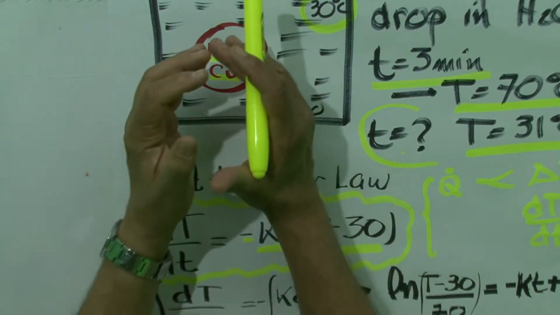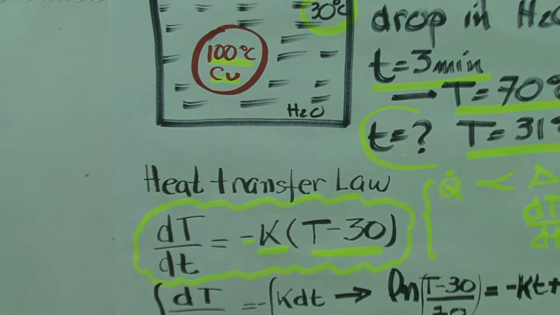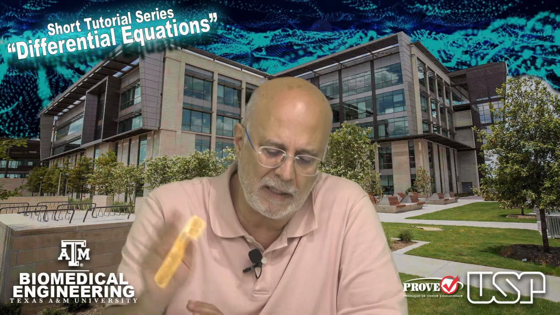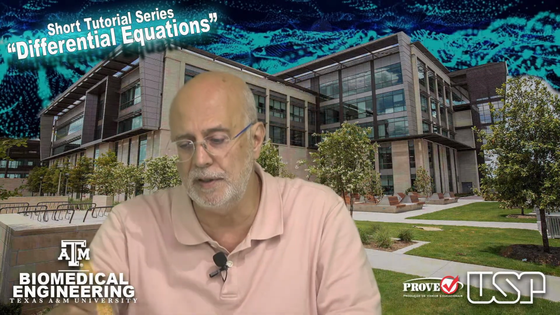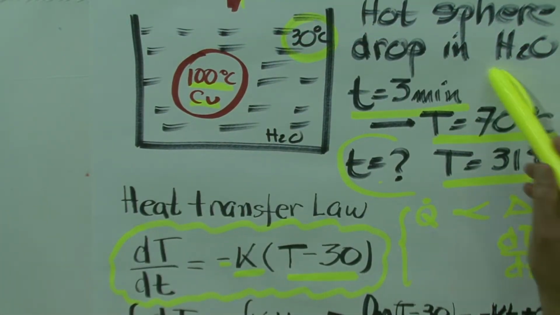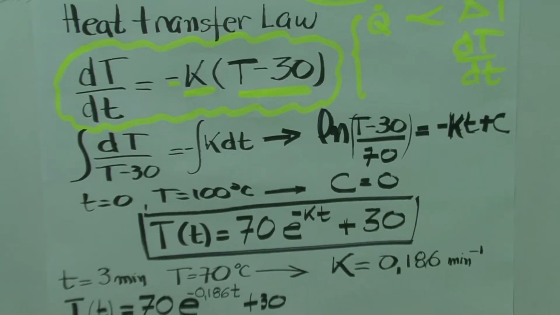This is something related to the property of the medium. If I isolate the sphere, if I put it not in water, but in oil or anything else, that may change this constant, okay? I know that's a constant. And I'm going to use the boundary conditions to get the constant. I'm going to use that after 3 minutes, the temperature is 70 degrees to find that.